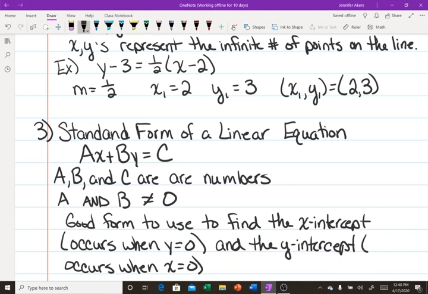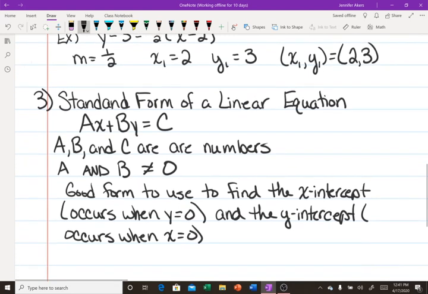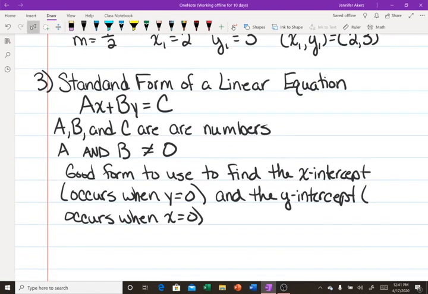So standard form is the only form where we don't use the slope to begin with. We can use standard form to find the slope, because you can find your x-intercept, you can find your y-intercept, and then you can count your slope between the two.